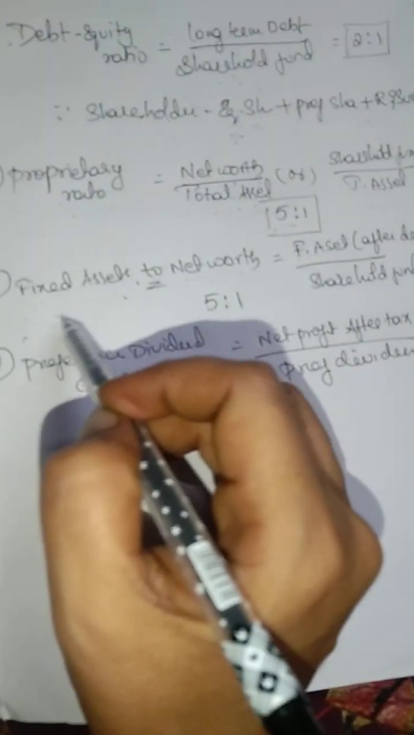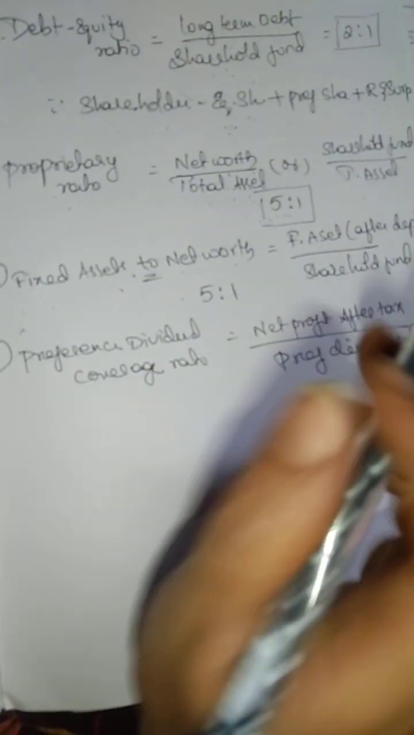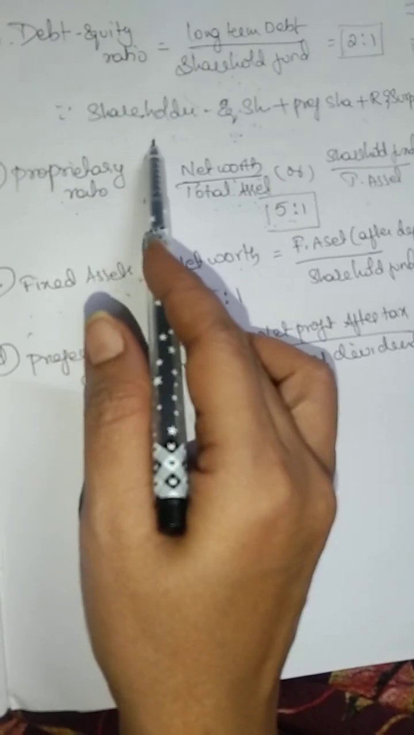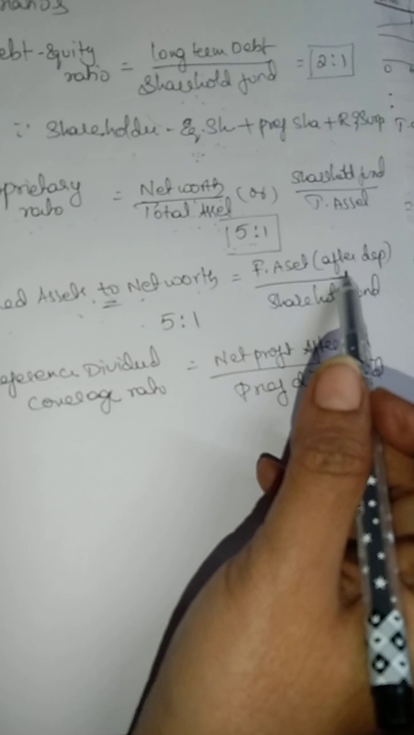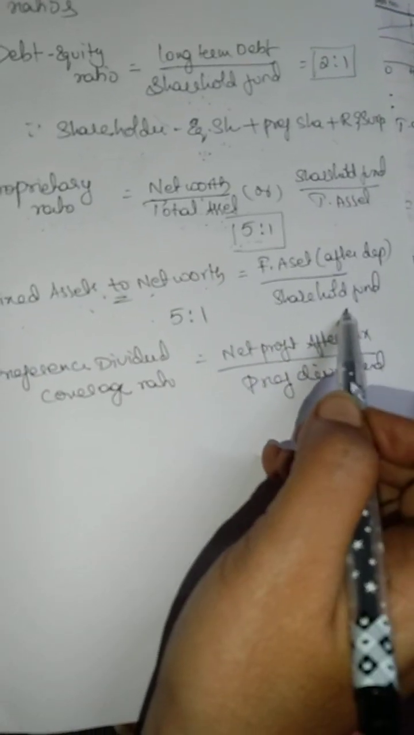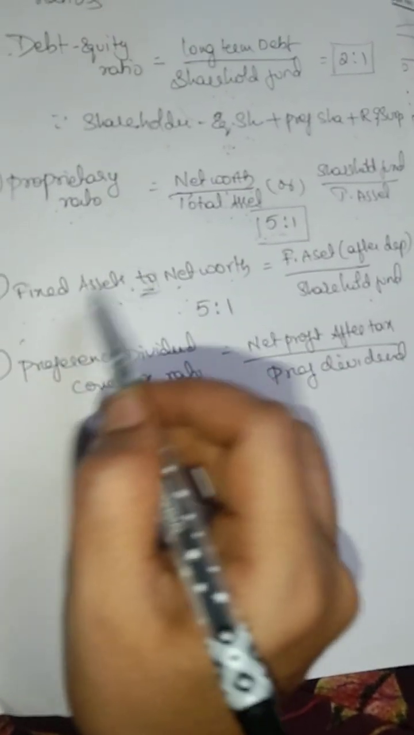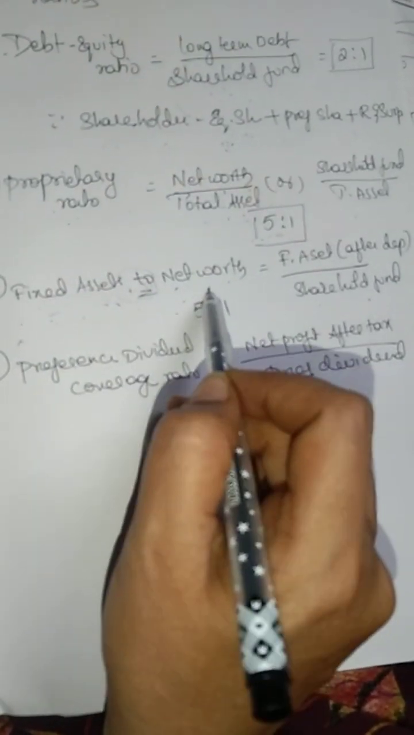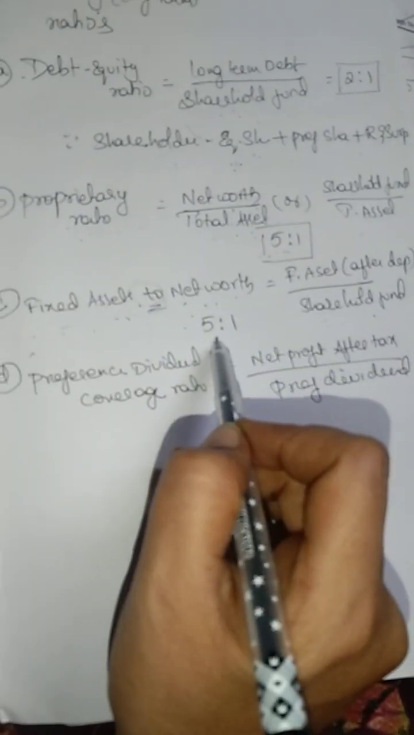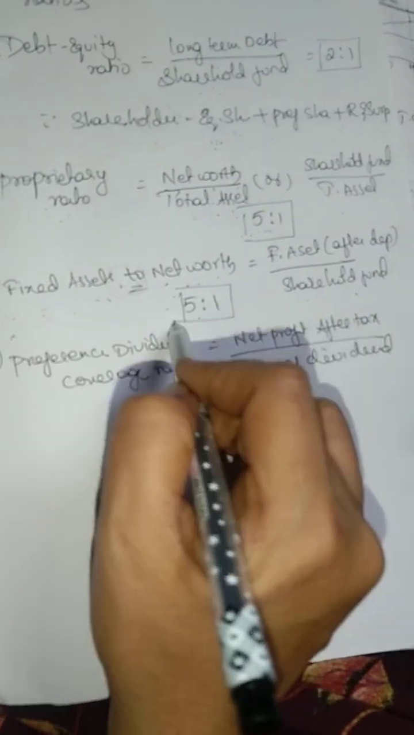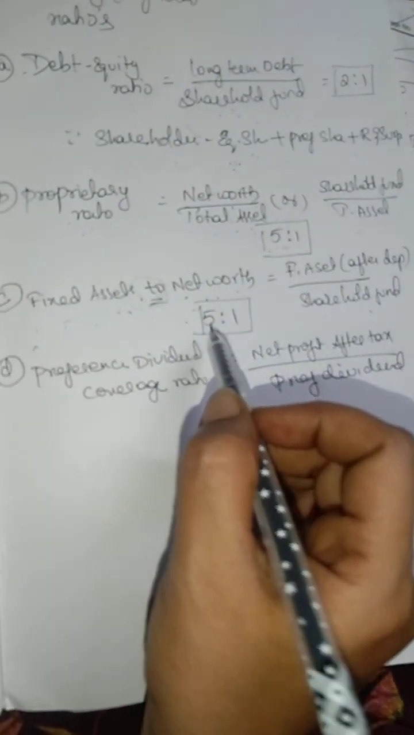So the formula is very simple. Fixed assets will be in the numerator and net worth will be in the denominator. And net worth, as I just said, is nothing but what we call the shareholders fund. So fixed assets means net values after depreciation divided by shareholders fund. So fixed assets to net worth: fixed assets should be on the top and net worth should come down in the denominator. That is how you will remember it. And the ideal ratio is 5:1, which means the fixed assets should be 5% more.